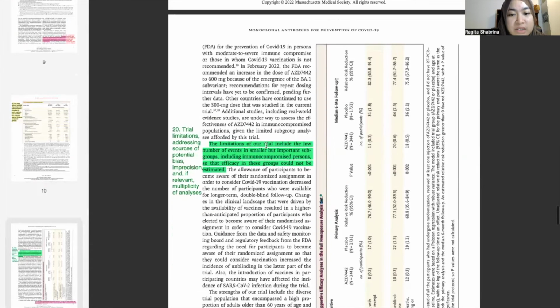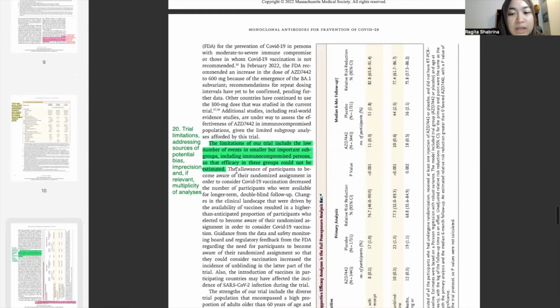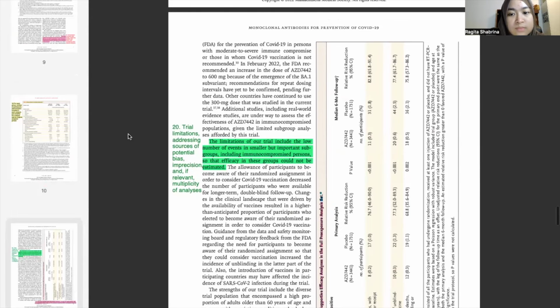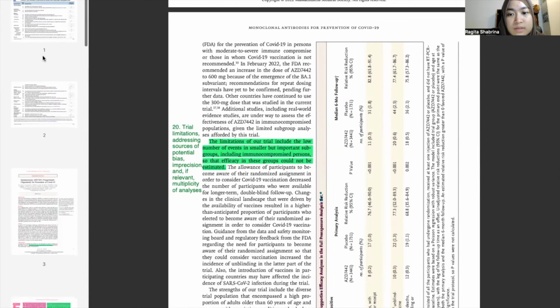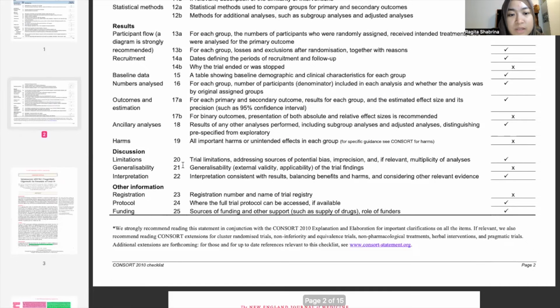The limitations, as we can see from the highlight in green, show that the limitations of our trial include the low number of events in smaller but important subgroups, including immunocompromised persons, so the efficacy in these groups could not be estimated. So we move to the next item.